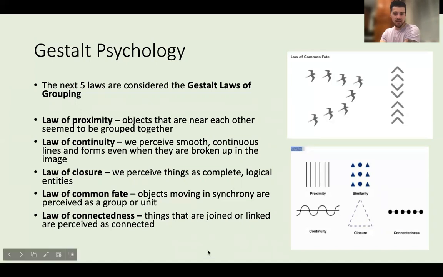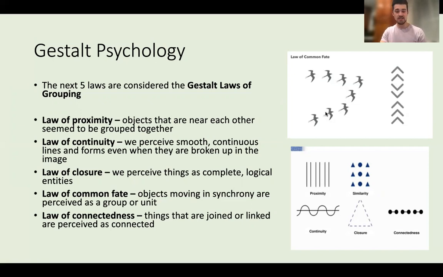The law of common fate: objects moving in synchrony are perceived as a group or unit. You can see up here, ducks, for example, any sort of bird, if they're flying in a row, if they're flying in a V, whatever formation, we're going to group them up and consider them a unit because they're moving in the same direction.